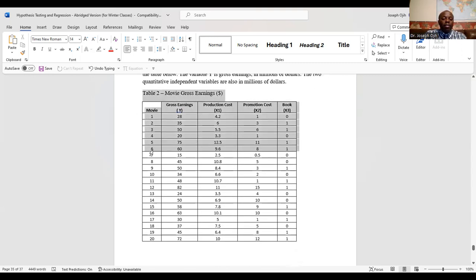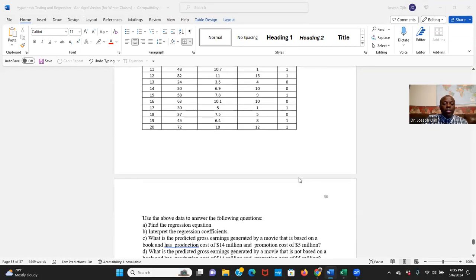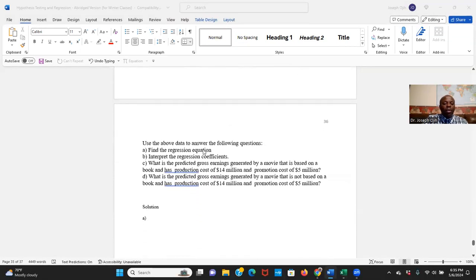Let me see if you can see this very clearly here. Yeah, that's the result. Then the question says, use the above data to answer the following questions. Find the regression equation and interpret the regression coefficients. What is the predicted gross earnings generated by a movie that is based on a book and has a production cost of $14 million and a promotion cost of $5 million?